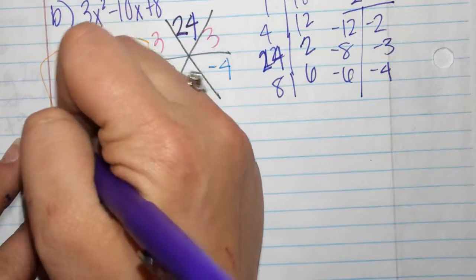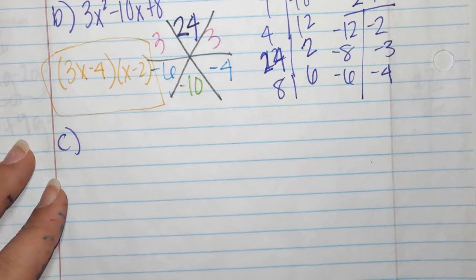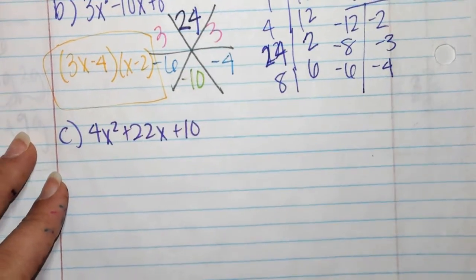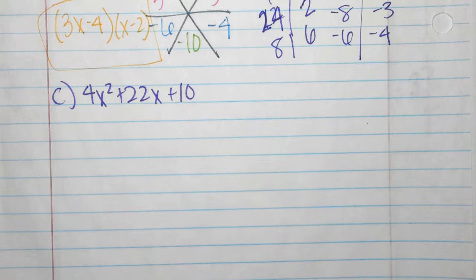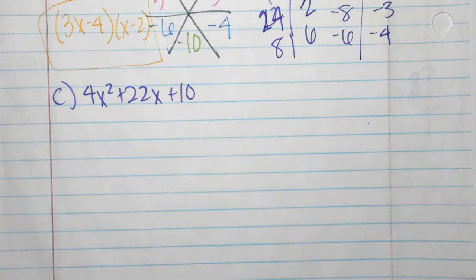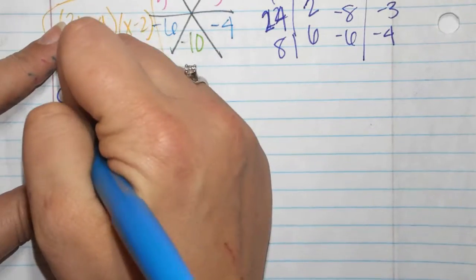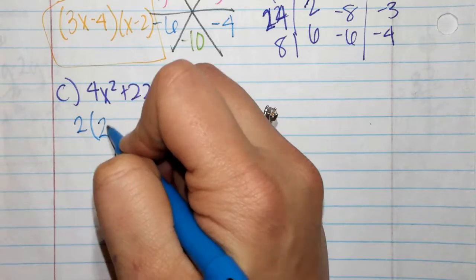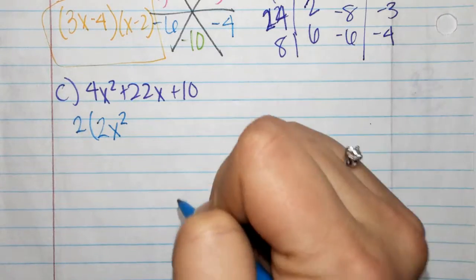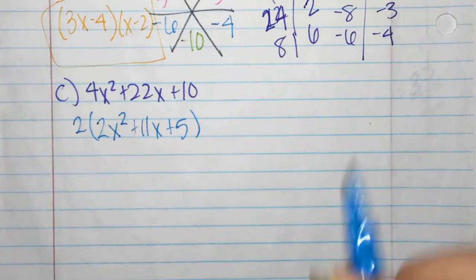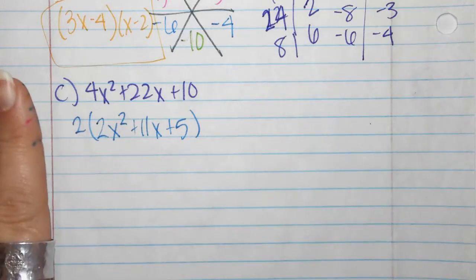So for this one, we have 4x squared plus 22x plus 10. Now, the first thing that we always look for is what? Greatest common factor. Does this have a greatest common factor? What goes into all of those? 2. Alright, so then factor out a 2. 4x squared divided by 2 is? 22x divided by 2 is? 11x. And 10 divided by 2 is? 5. Now, you factor this the same way with the star method.